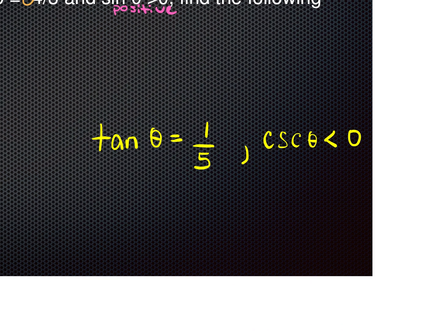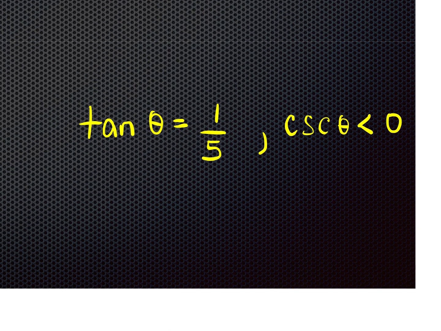So let's do this example. I'll call it example 5. So we have tangent of theta equals 1/5, and cosecant is less than 0. So let's figure out what quadrant we're in. We have all students take calculus. If tangent is positive, because tangent's positive 1/5, which two quadrants could we be in? First and third. So I'm going to cross off the second and the fourth.